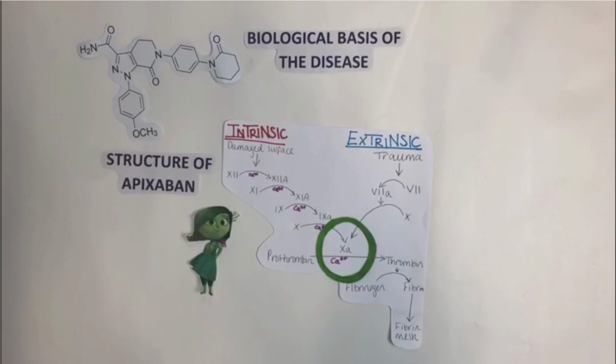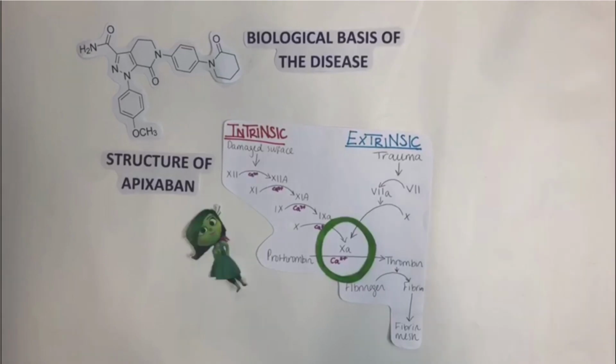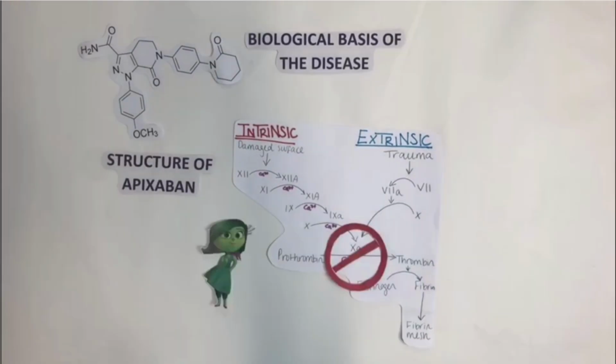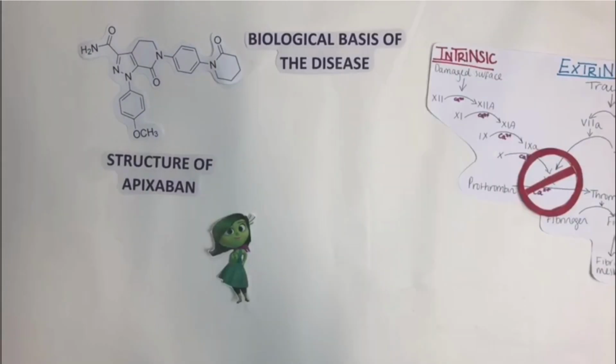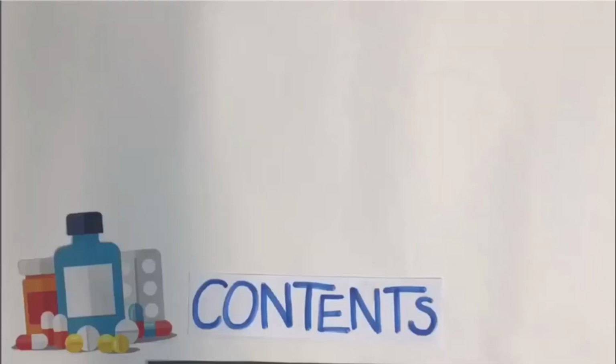So Apixaban targets factor 13, surely inhibits other proteins. Actually, Apixaban is a highly selective and reversible factor 10A inhibitor. It inhibits both free factor 10A and prothrombinase activity and clot-bound factor 10A activity. Apixaban works by inhibiting the conversion of prothrombin to thrombin, so the fibrin mesh cannot form. That's how the drug works.